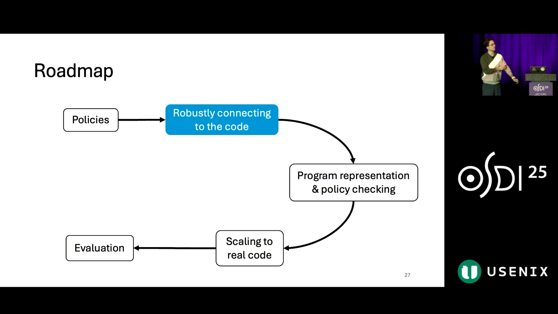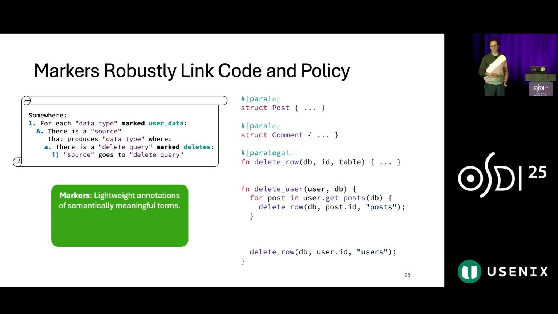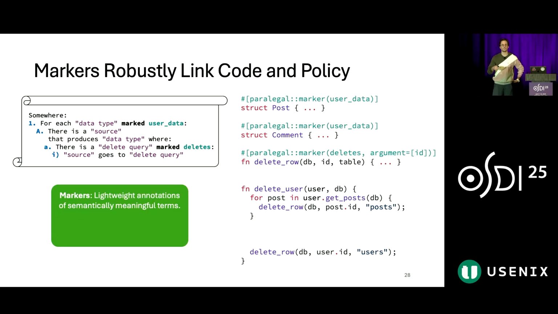To the policy, markers are a vocabulary of semantically meaningful categories such as user data and deletes. Lightweight annotations that are placed directly in the source code then identify members of this category. They're placed on either types or function arguments. So in this case, both the post and comment type are a type of user data.